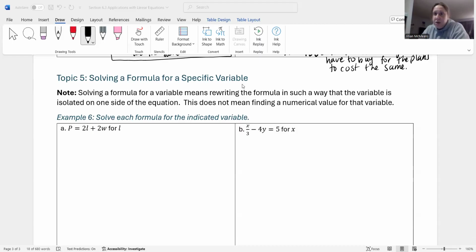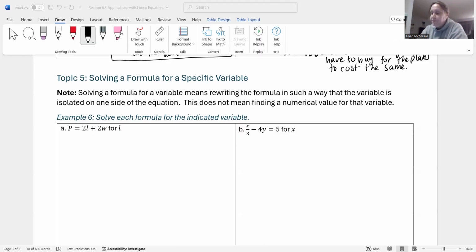Last up for this worksheet is topic 5, which is solving a formula for a specific variable. So we're going to have formulas that have multiple variables, and our job is to isolate one variable. So that's what it means to solve a formula for a specific variable.